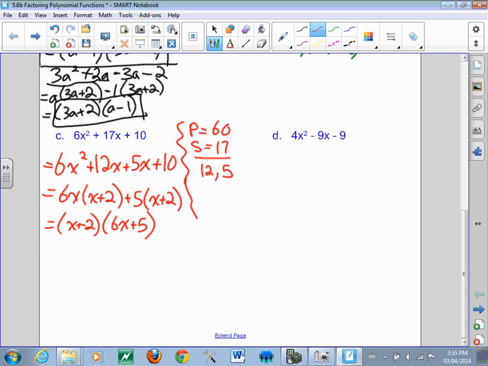Last one. See if we can do this here. So taking a look, ladies and gentlemen, can we common factor anything out? No. So product equals A times C, 4 times negative 9, which is negative 36. Sum equals negative 9. What are our two factors here? This one might have taken you a little bit of time, so hopefully you got negative 12 and 3.